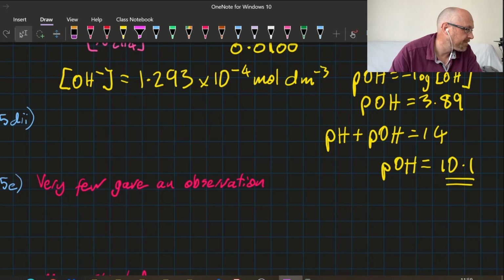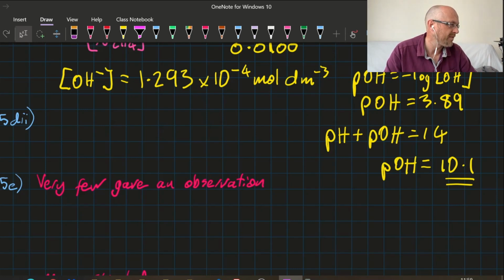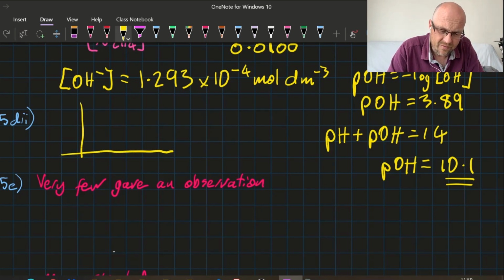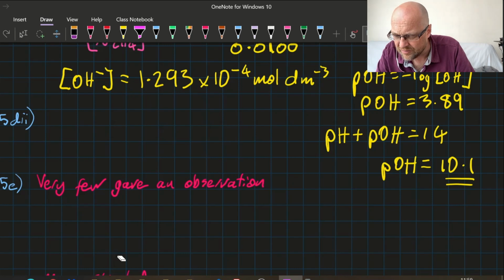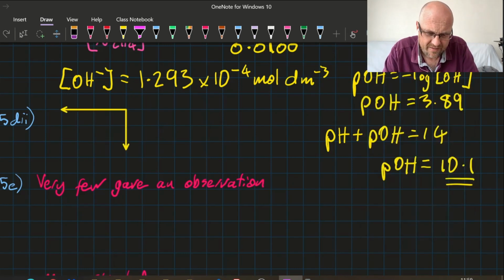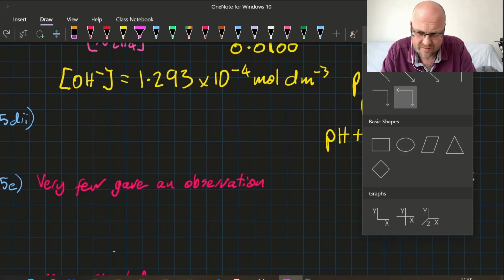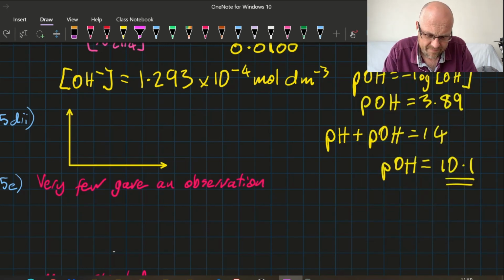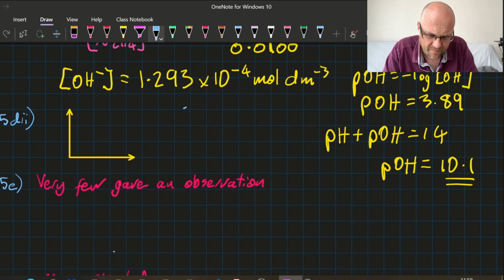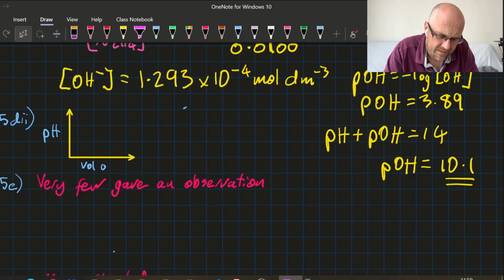Next one. Suggest a suitable indicator. Hydrazine and sulfuric acid. Well, let's have a think about the graph. Let's say that's pH, and that's volume of, well, let's add acid. So it's a strong acid and a weak base.